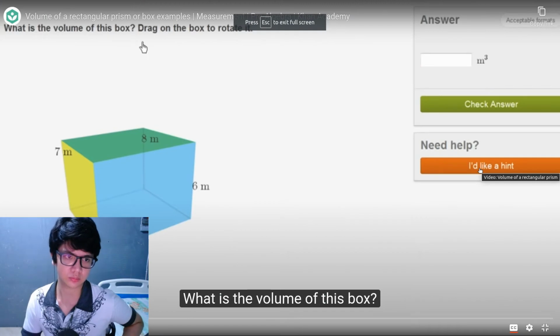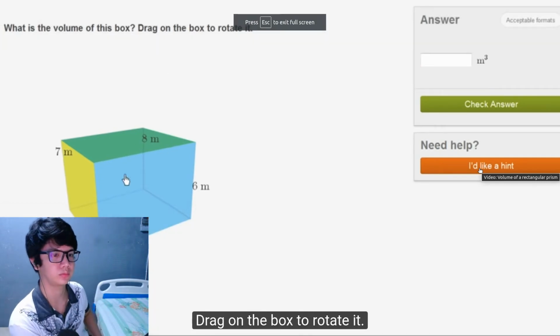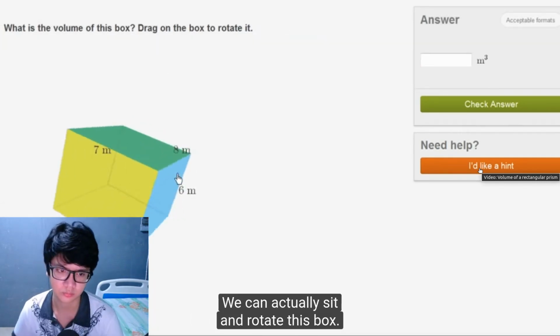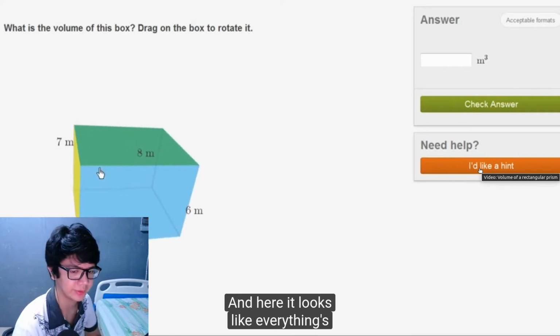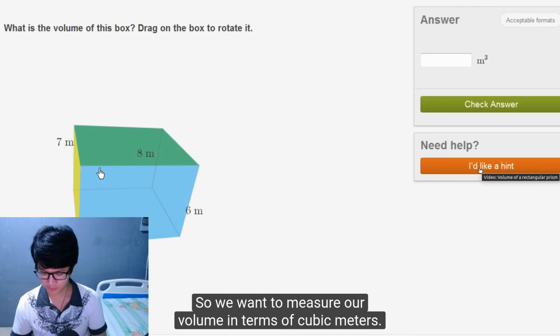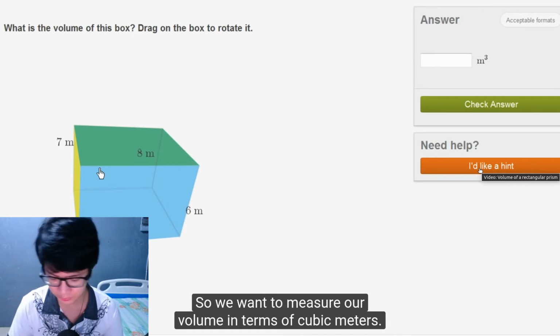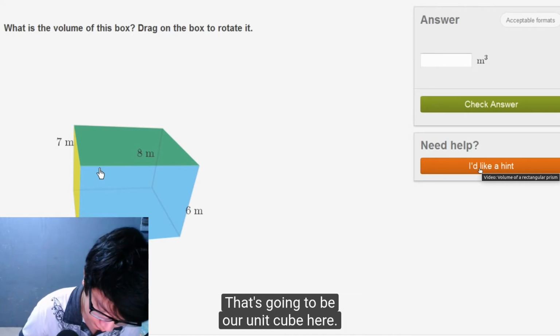What is the volume of this box? Drag on the box to rotate it. So this is pretty neat. We can actually rotate this box. But we've already seen, and here it looks like everything's being measured in meters. So we want to measure our volume in terms of cubic meters. That's going to be our unit cube here.